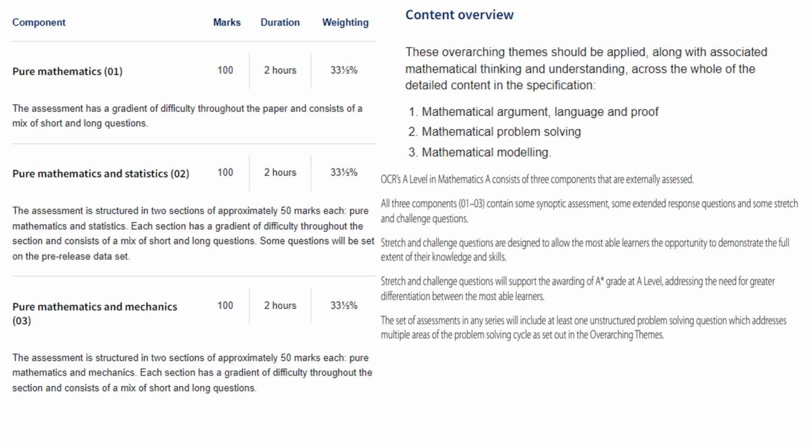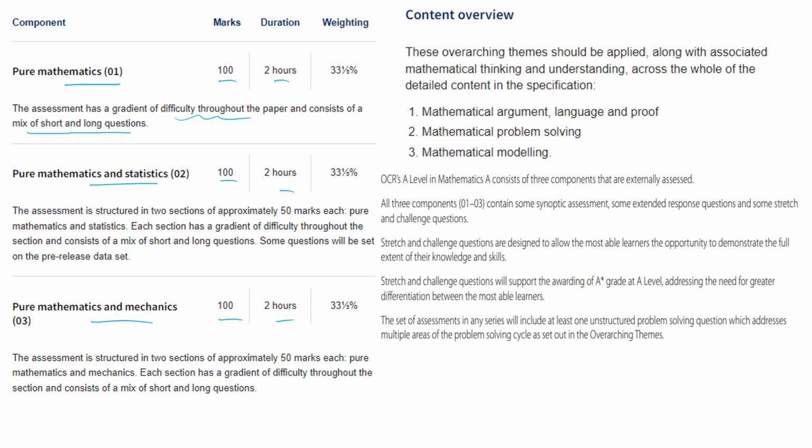If you are sitting OCR this summer, then there are 3 papers. There's the pure paper, pure and stats, and then the pure and mechanics. They are all worth 100 marks, all 2 hours long and all equally weighted and worth a third of the exam. Now each paper has a gradient of difficulty and consists of a mix of shorter and longer questions.